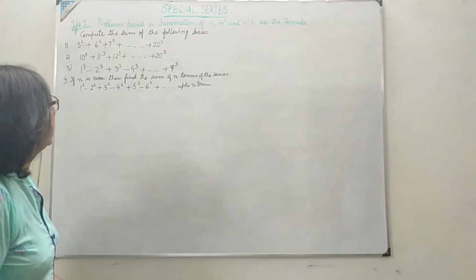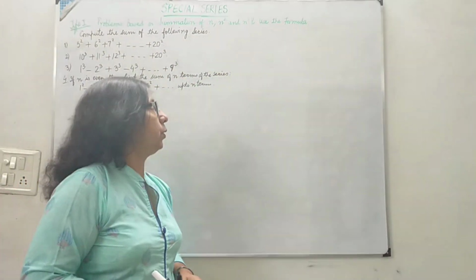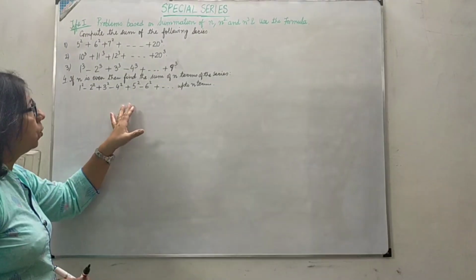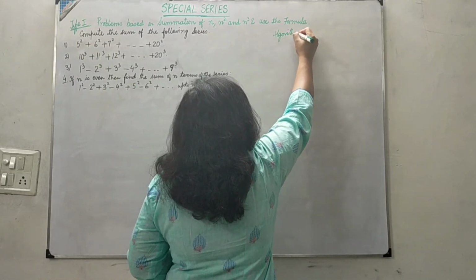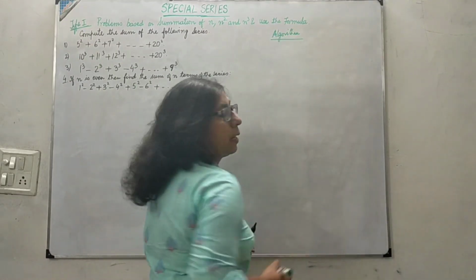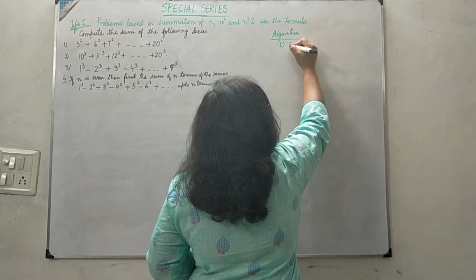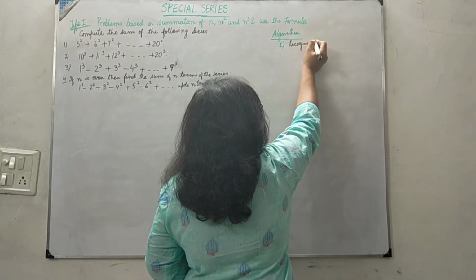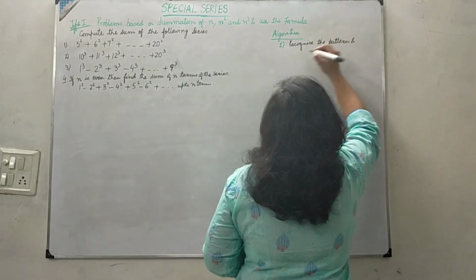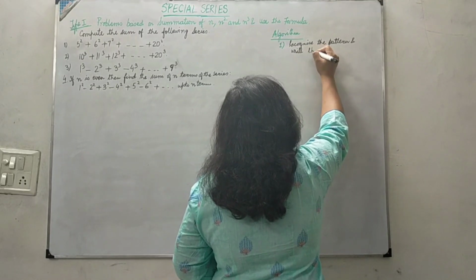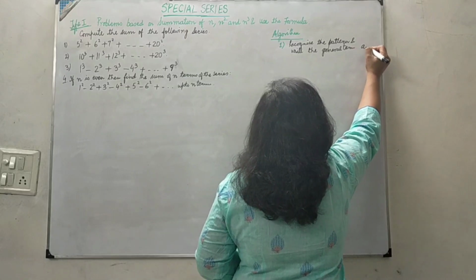Dear students, now let us take some problems based on the sigma n square and sigma n cube and use of the formula. Now, previously I recall that we can do the algorithm of doing these type of questions as the first step: you recognize the pattern and write the general term down. That I may write as a_k or a_n.